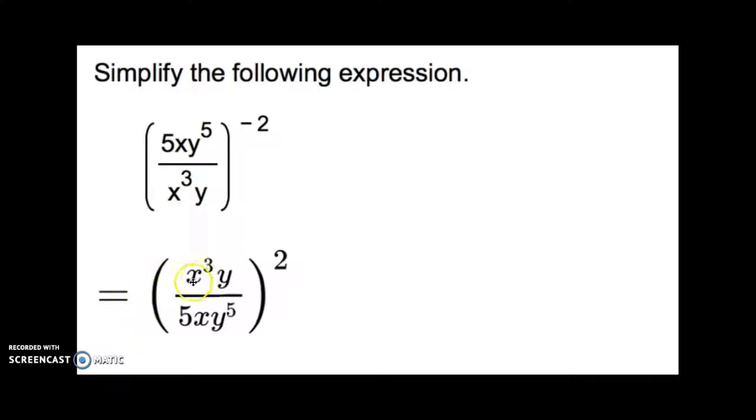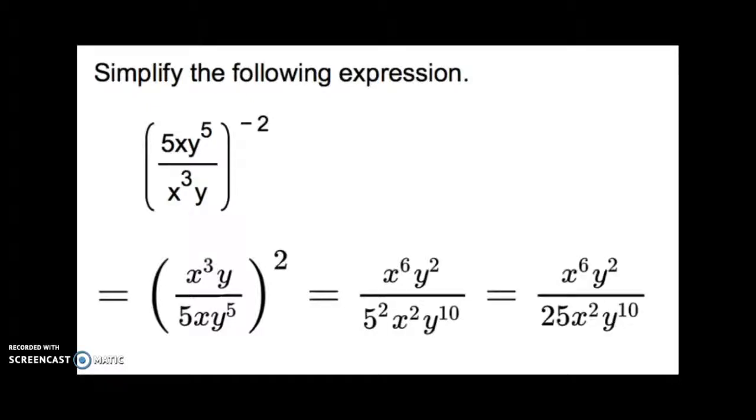So that will be x to the third to the second power, which I multiply the exponent, so that's x to the sixth, then y squared, then we have 5 squared, x squared, and y to the 5 to the second power, I multiply 5 and 2 and get 10. So then I have this. So then I would raise this 5 to the second power to simplify that, and I'll get 25.